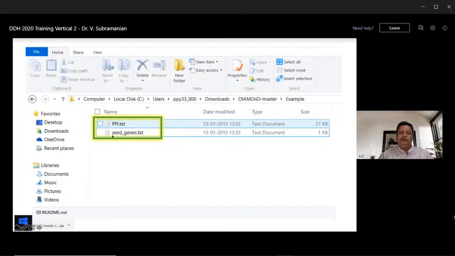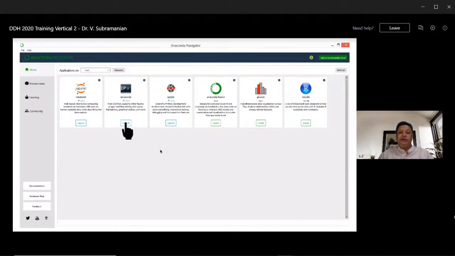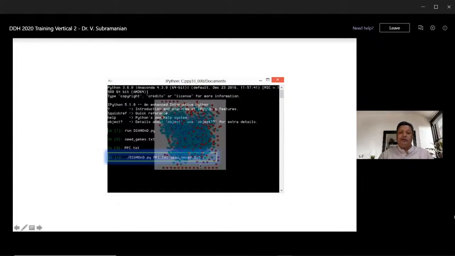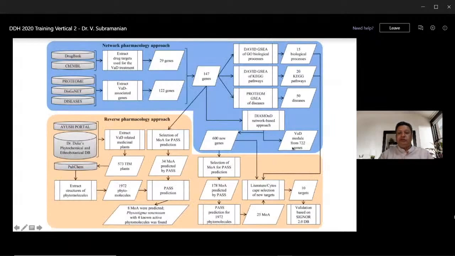Then we put in the seed genes, the 147 genes which we thought are really related to vascular dementia. Once we put these genes, we had to run these two files in Python with the code which is there. This code gave us an interactome of the seed genes with new genes. It contained about 722 genes in the module, and out of this, 600 were new genes. Some of the genes were left out. If you see, they were not a part of the module. Module means they should be integrated.